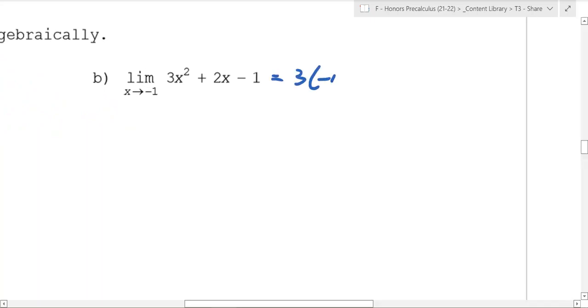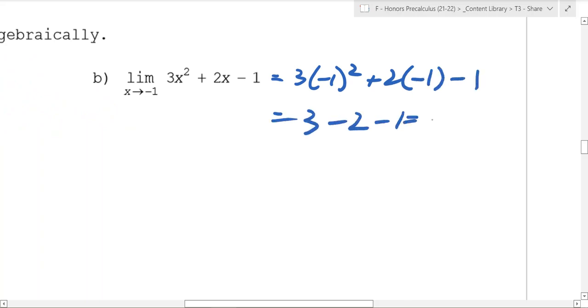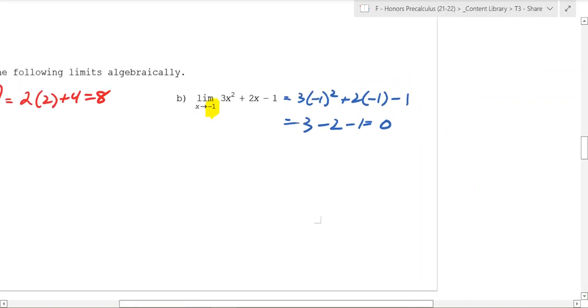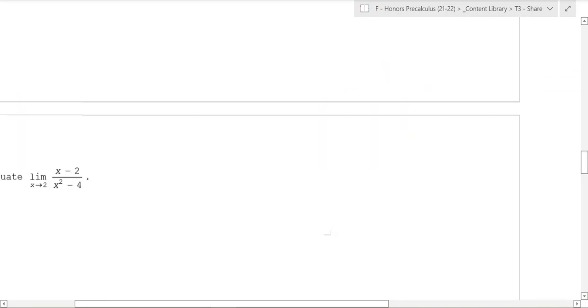This is going to be 3 times negative 1 squared plus 2 times negative 1 minus 1. So that's going to be 3 minus 2 minus 1, which is just 0. So can you plug in this number? Can you plug in this number? If so, do it, and then you can get the limit directly.